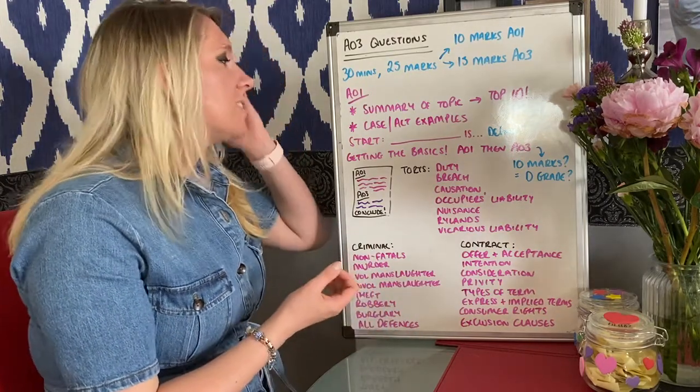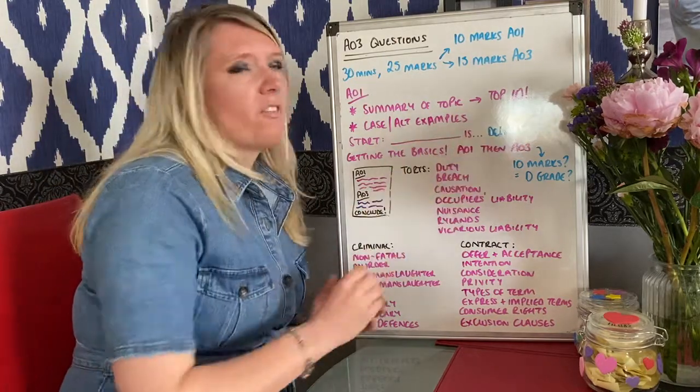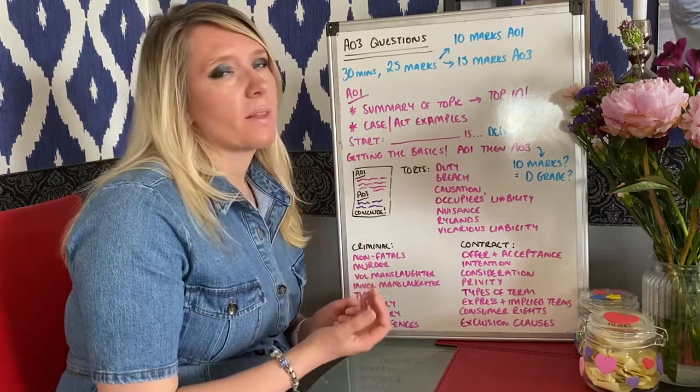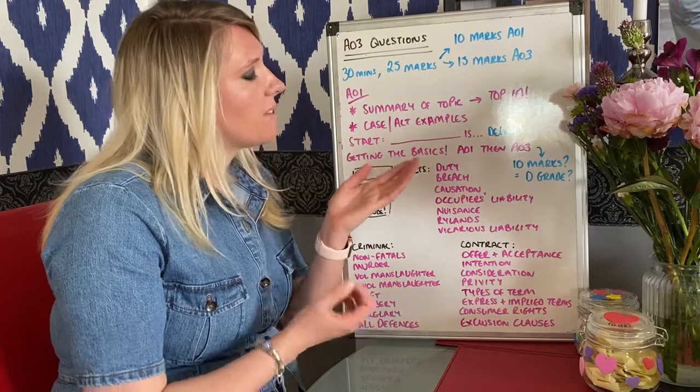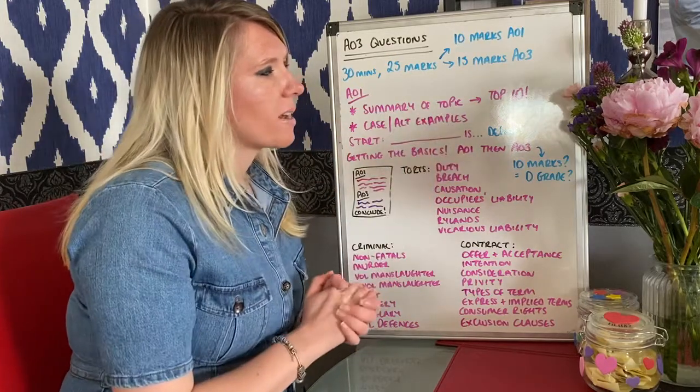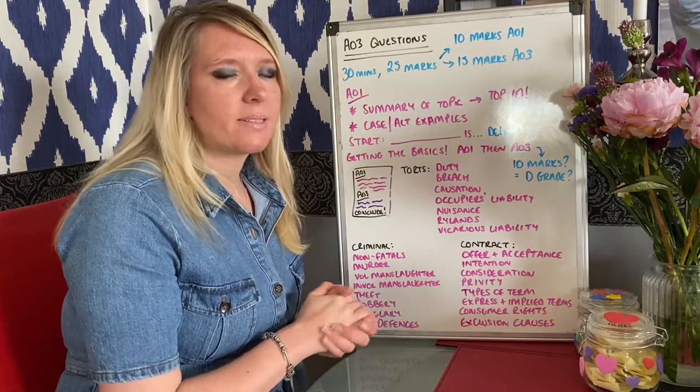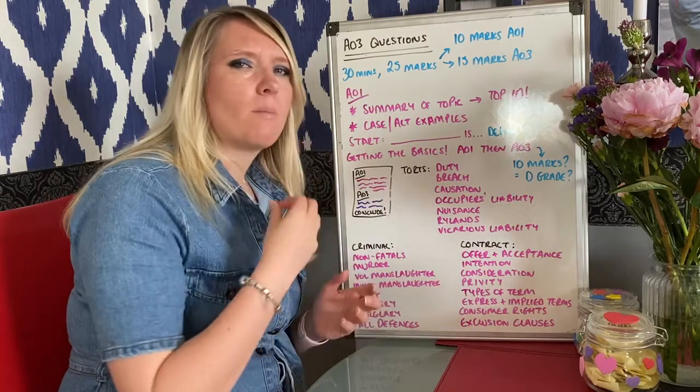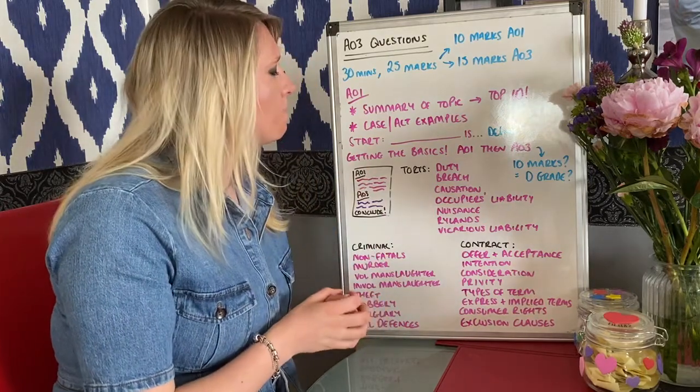So a good tip is to set a timer for about 10 minutes, which is what I'd recommend that you spend on AO1, and then simply go through and try and write as much as you can down in 10 minutes. How many cases can you include? How much can you write in 10 minutes?